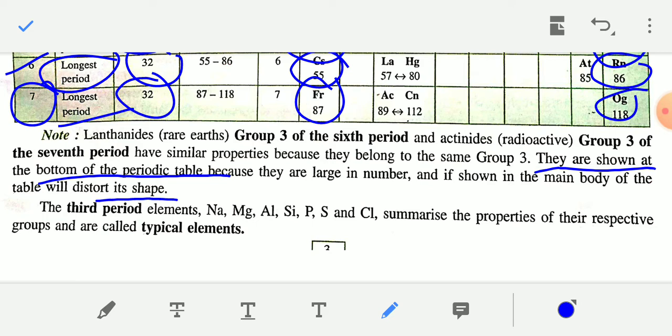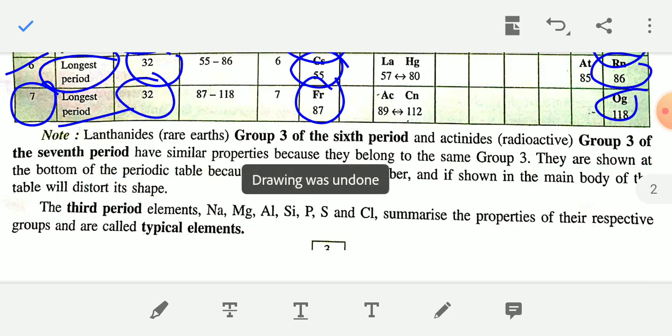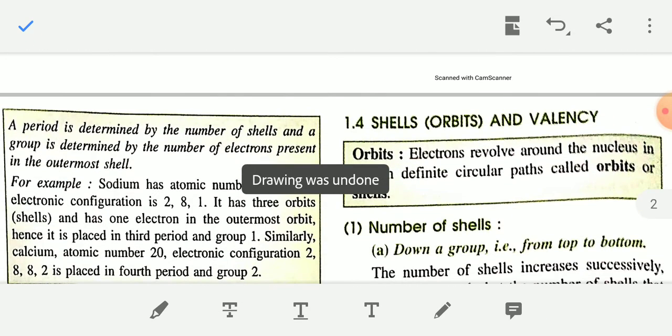The third period elements, that is sodium, magnesium, aluminum, silicon, phosphorus, sulfur and chlorine, summarize the properties of their respective groups, and thus these elements are also called typical elements. So you have to remember this example of typical elements.